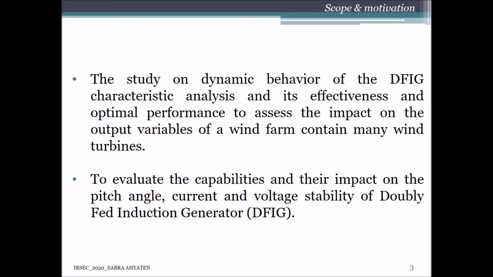We made a study on the dynamic behavior of the DFIG characteristic analysis and the effectiveness and the optimal performance to assess the impacts on the output variable of the wind farm containing many wind turbines. Fourth, evaluate the capability and their impacts for the pitch angle, currents, and voltage stability of the DFIG induction generator.